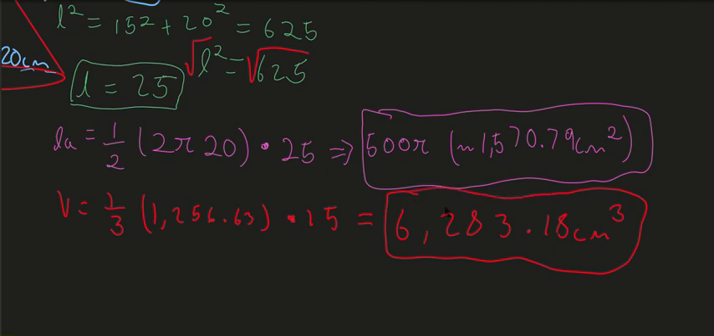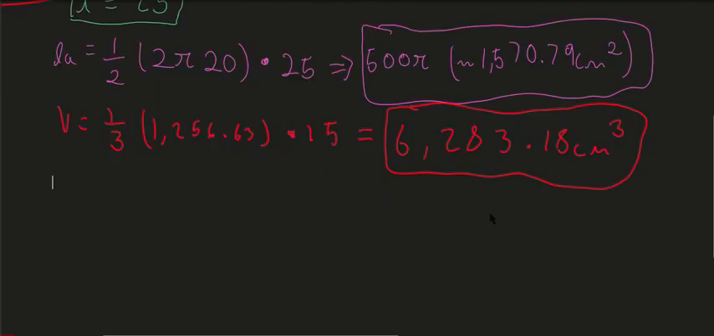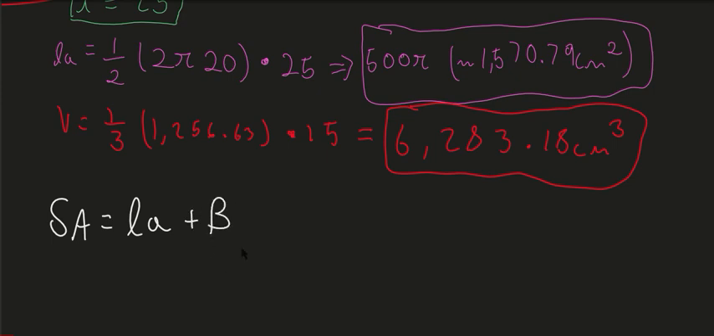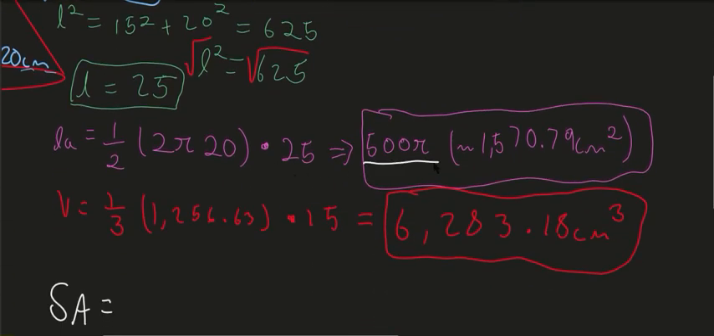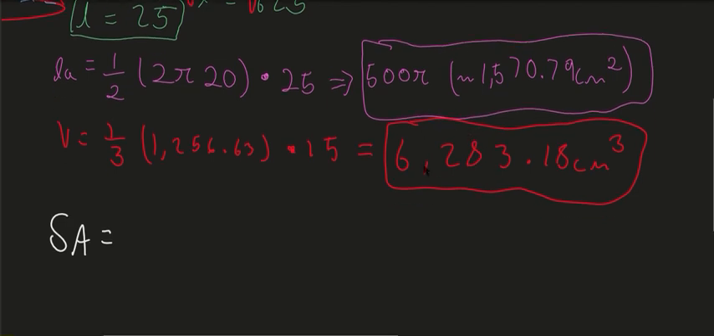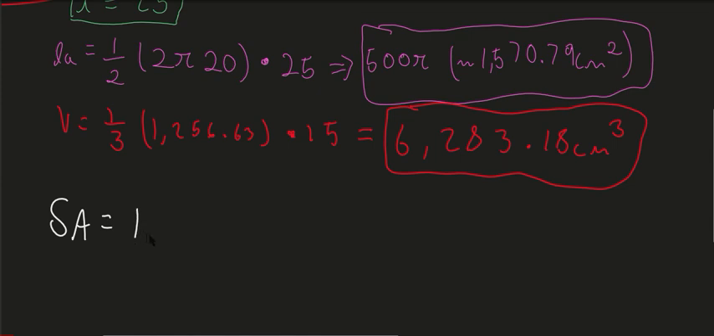After this, we're going to do the SA. Now the SA is the LA plus the base. Now we're going to write the SA, how do you write it? The formula is SA equals the LA plus the base. And we already have that down. So, like I said, we can use either one. We can use the pi one, the simple one, or we can use the rounded one. I said that we were going to use the simple one, but we're going to use the rounded one because I feel like it.